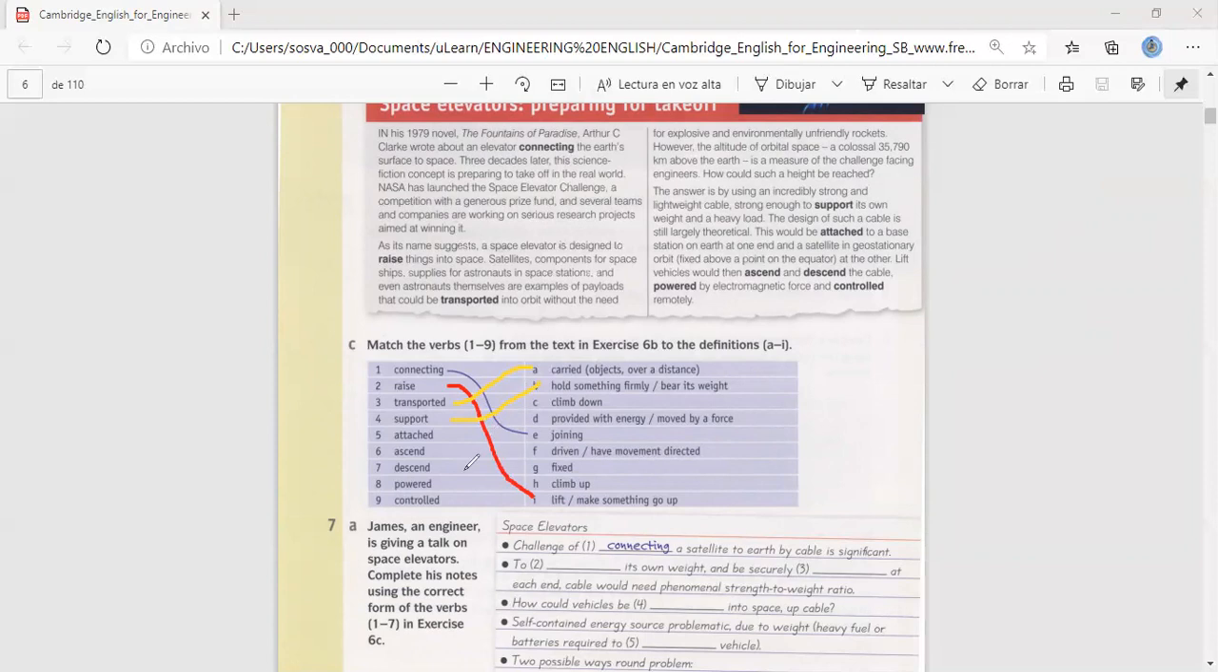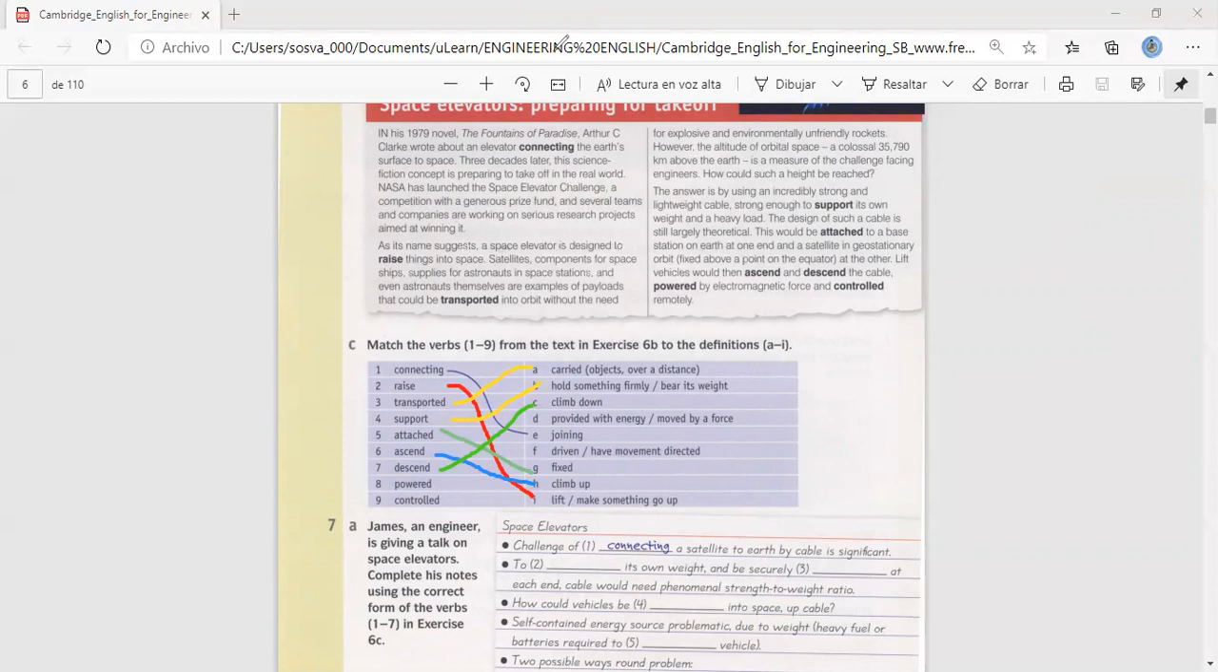Great. What about number 5, attached? Well, attach is like fixed. I think it's fixed. Yes, fixed. Number 6, ascend is climb up. Letter H, climb up. Okay. So descend, that is the opposite. Climb down. Letter C. Great.